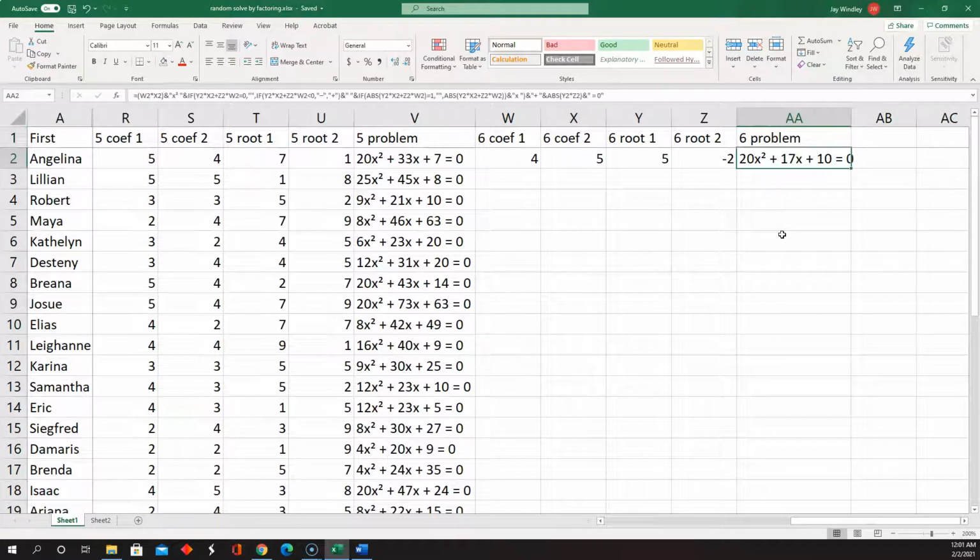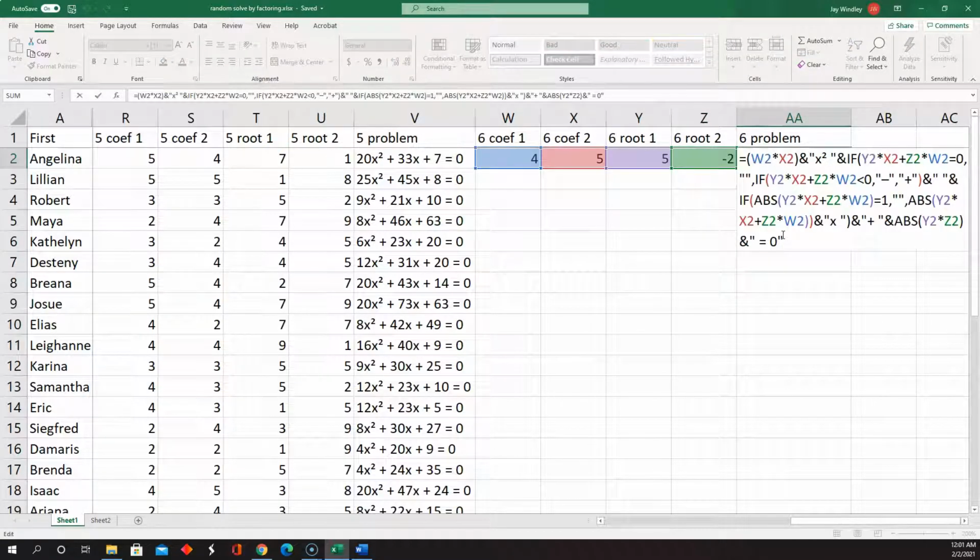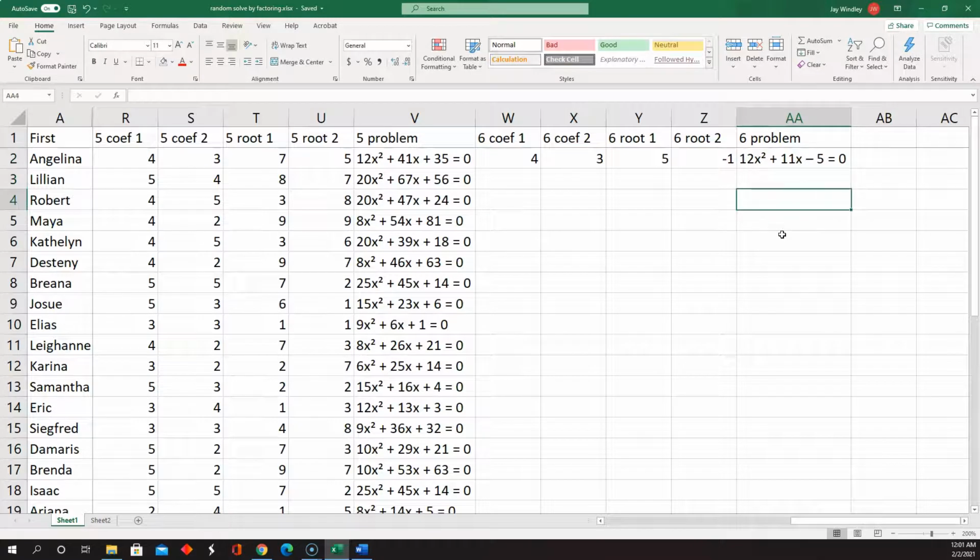Oh, but I need a negative sign at the end, because if one of these is positive and one of these is negative, I've got to have a negative sign at the end. So let me just copy that pretty looking negative sign and paste it right there. Okay, there we go.